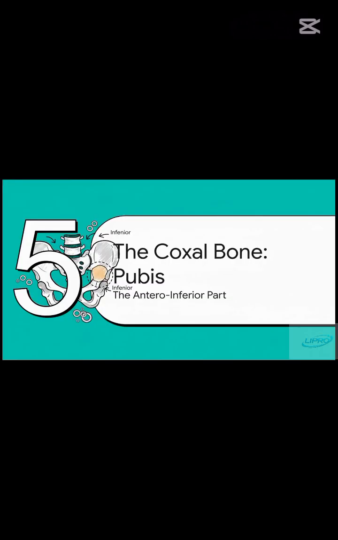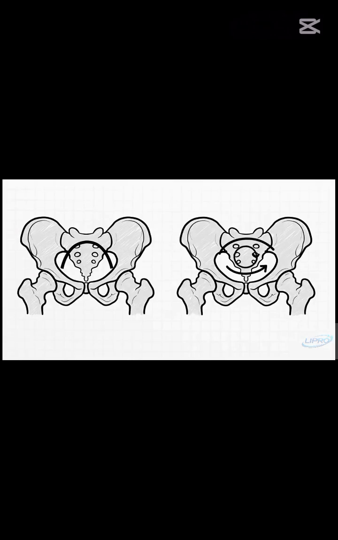And that brings us to the third piece of the puzzle, the pubis. This is the bone that forms the front and bottom part of the hip bone. It completes that bony ring at the very front, where it meets the pubis from the other side at a joint called the pubic symphysis. Now, this is really interesting because it highlights a major difference between the male and female pelvis.